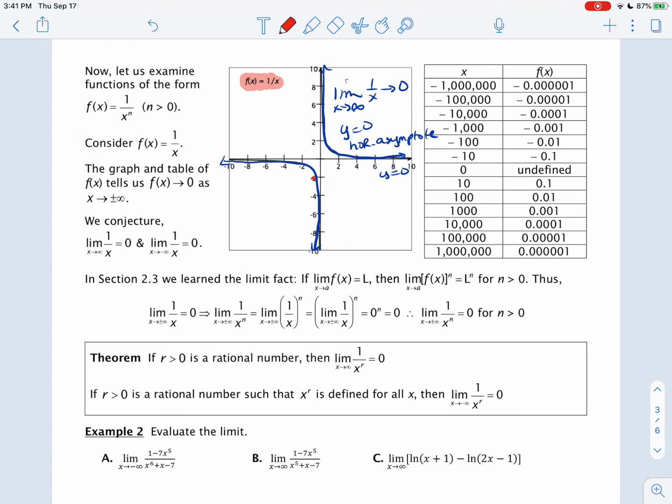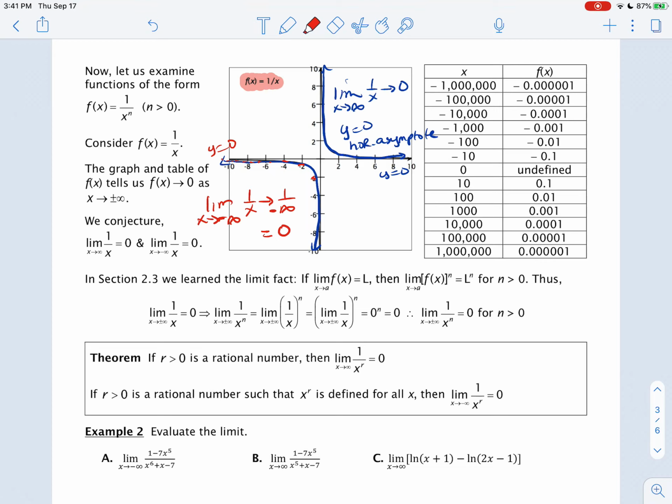Same on the other side, we can see that our outputs of f of x are approaching y equal to 0, or the limit as x approaches negative infinity of 1 over x, we're approaching 1 over infinity, but negative infinity, and that is still going to be 0. And so y equal to 0 is a horizontal asymptote.